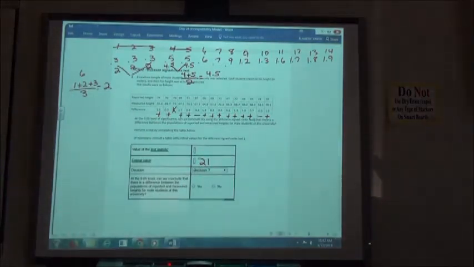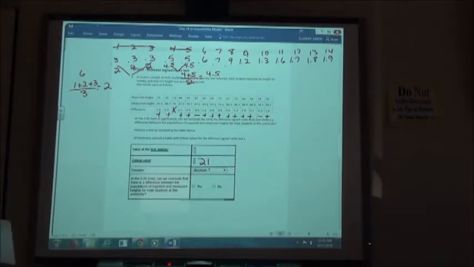So if I have any numbers that repeat, I'm going to take their ranks and average their ranks out and give them all the same ranking. So all my 0.3s are going to have a rank of 2. All of my 0.5s are going to have a rank of 4.5. And then I just keep going on my list.